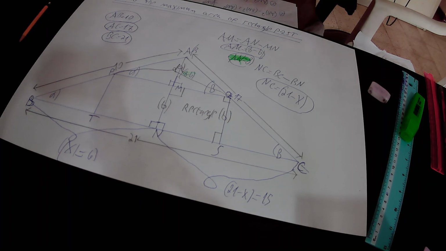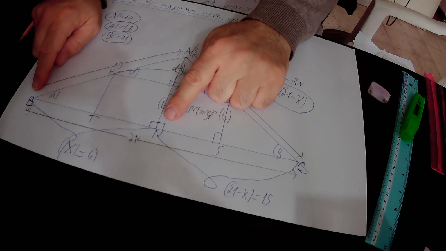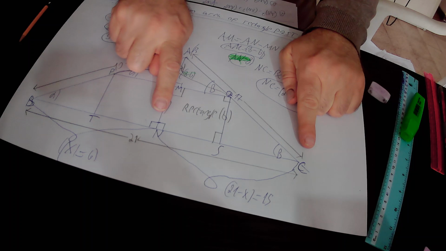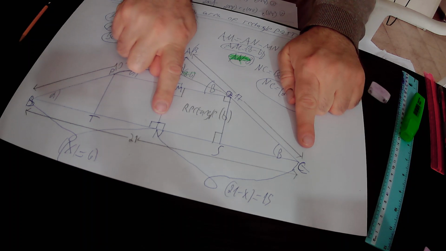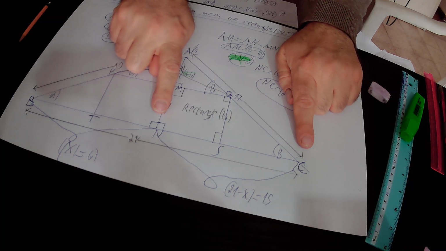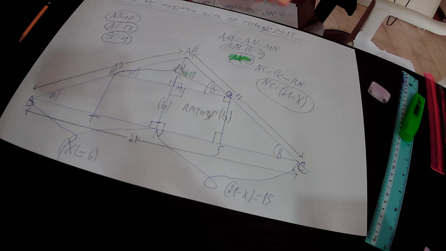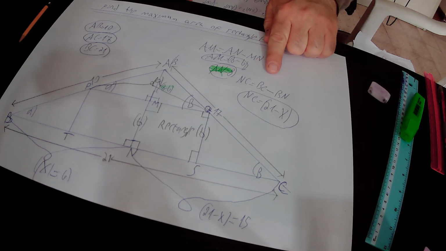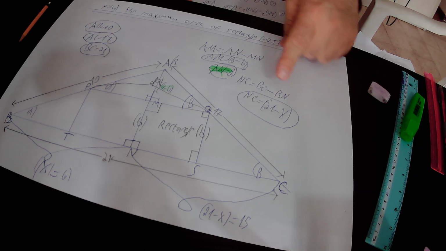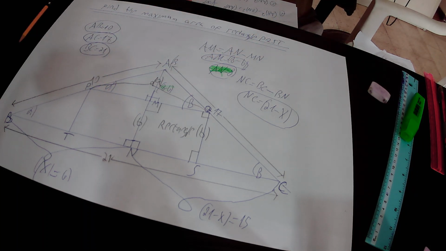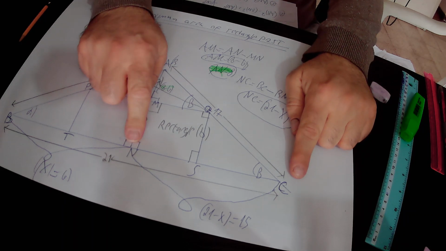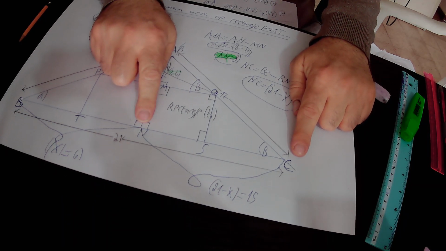In the next step we define the length of line segment BN as X. So what is the length of line segment NC? From the drawing it is very easy to see that NC in total equals BC minus BN. So NC equals BC, that is 21, minus BN, that is X according to our definition. So in total, we found that this line segment NC equals 21 minus X units in length.